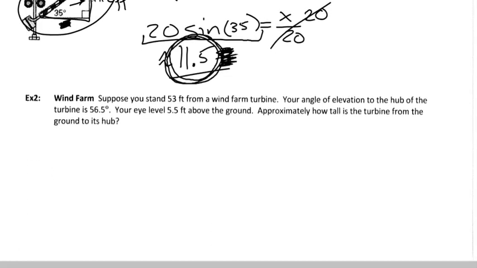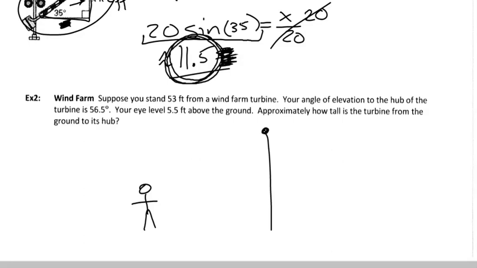This is much, much more like a problem where we're talking about angle of elevation and depression, actually. So it says, suppose you stand at 53 feet from a wind turbine. Your angle of elevation to the hub of the turbine is 56.5 degrees. Your eye height is 5.5 feet above the ground. Approximately how tall is the turbine from the ground to its hub? So when you're making these pictures, don't get too crazy. Just make a basic guy, make a little wind turbine or whatever it is. I'm not even going to make the little fins on it.